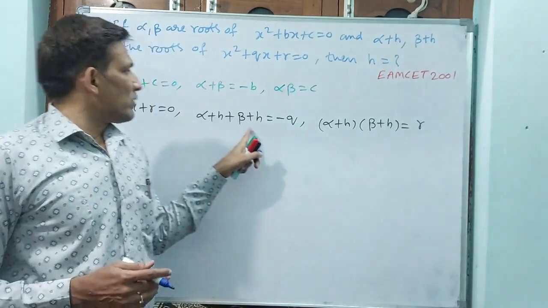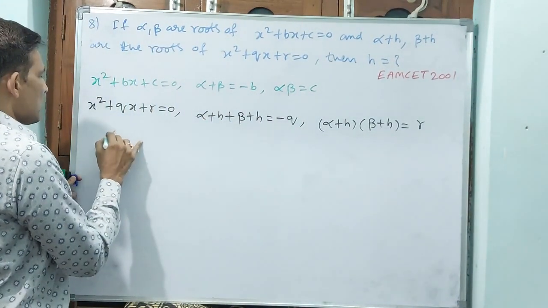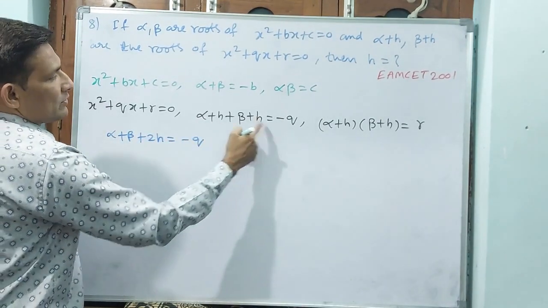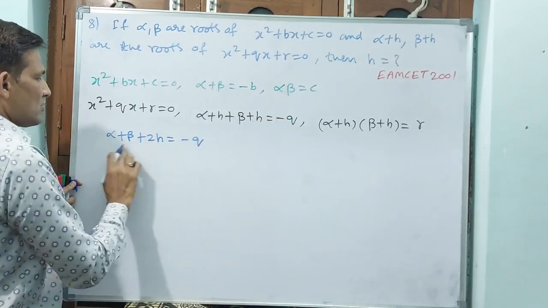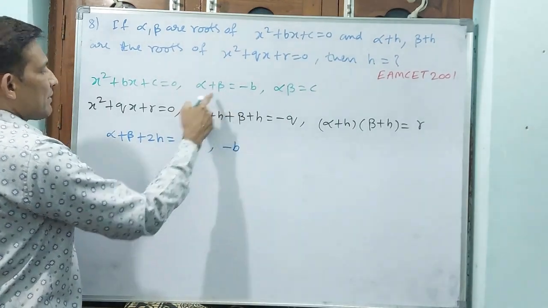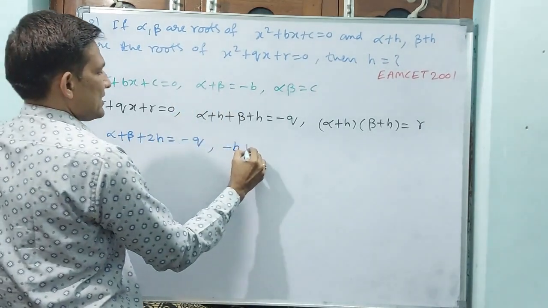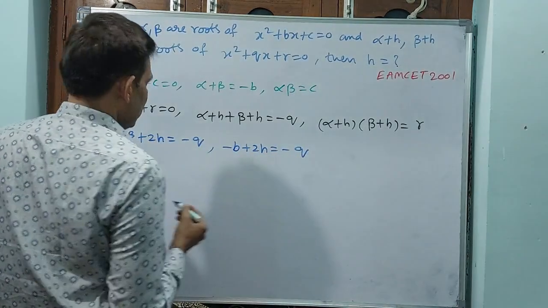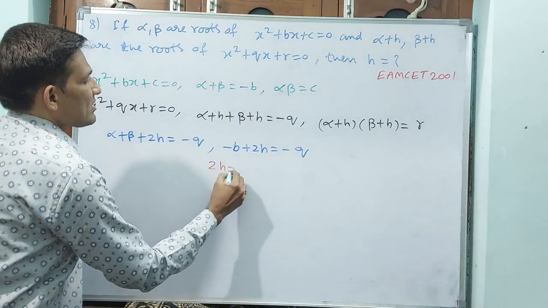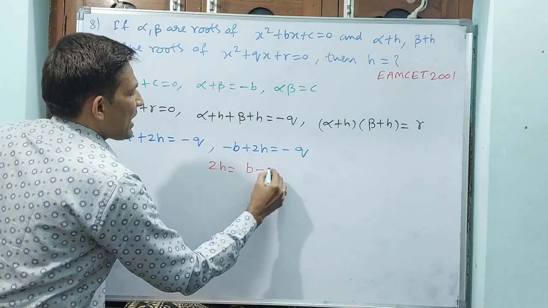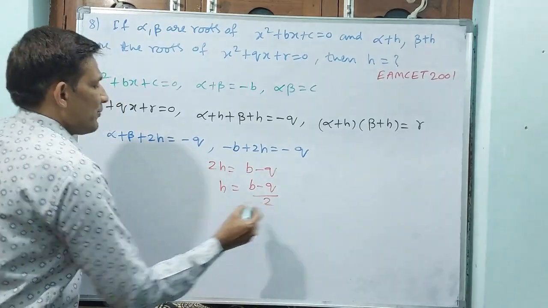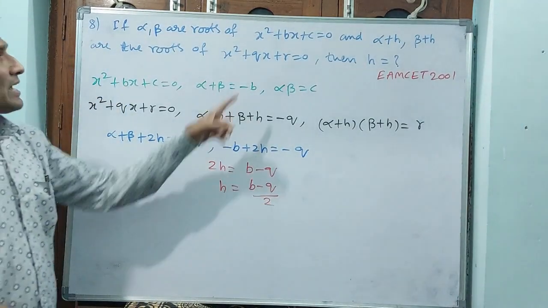Even without doing this also we can find h. You see what will happen here? Alpha plus beta plus 2h is equal to minus q. Alpha plus beta value you are having, you keep minus b. Alpha plus beta is minus b, plus 2h is equal to minus q. Now they are asking h value only, na? Then 2h is equal to this plus b, it is going to become b minus q. Then h will be b minus q by 2. That's all. This is the answer for this question.